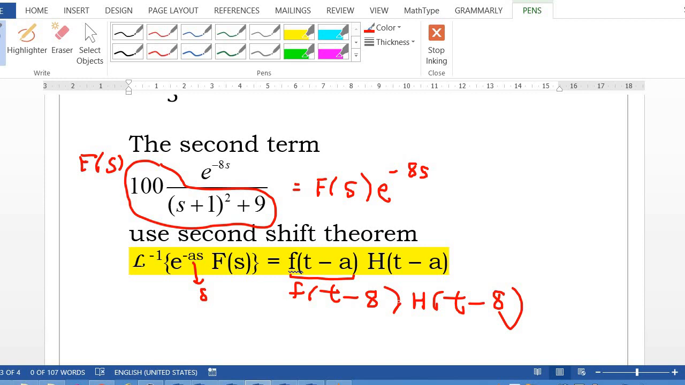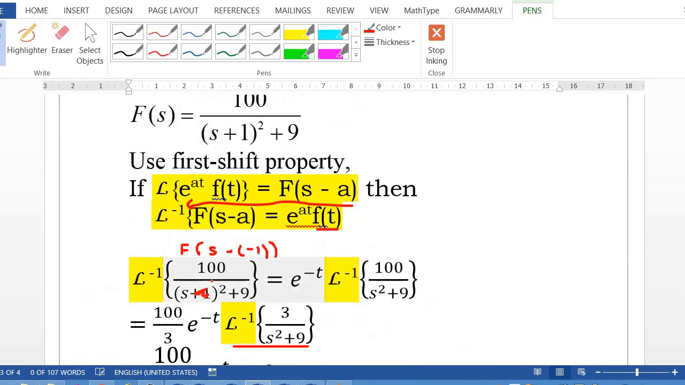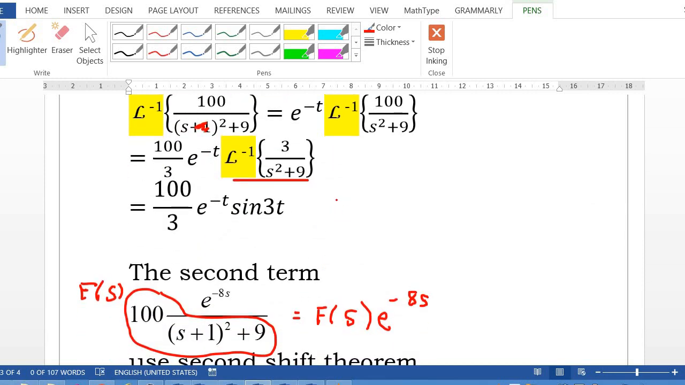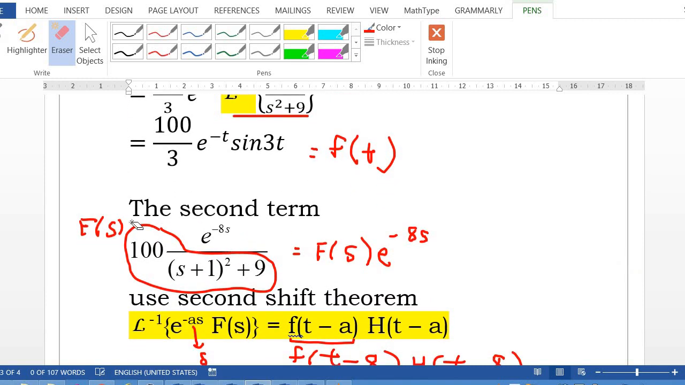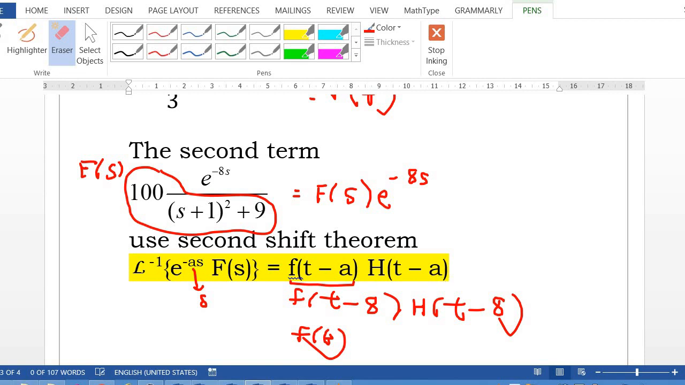So to get f(t minus a), you must get your f(t) first. To get f(t), identify your F(s). The F(s) is similar to the one here, and this is actually the f(t). Because F(s) is 100 over (s plus 1) squared plus 9, taking the inverse Laplace of this F(s) gives you this f(t). Hence the result for 100 times e to the negative 8s over (s plus 1) squared plus 9 is f(t minus 8) h(t minus 8).